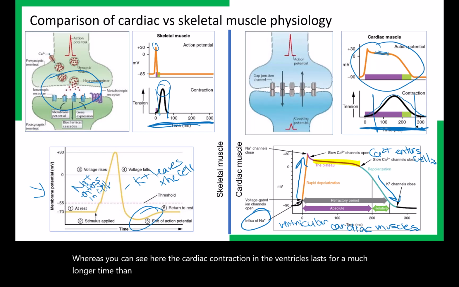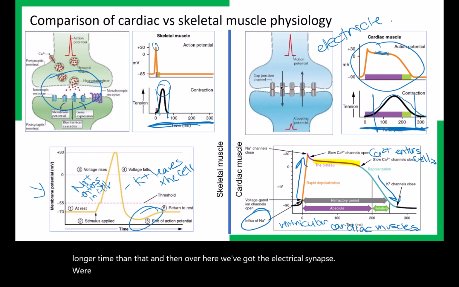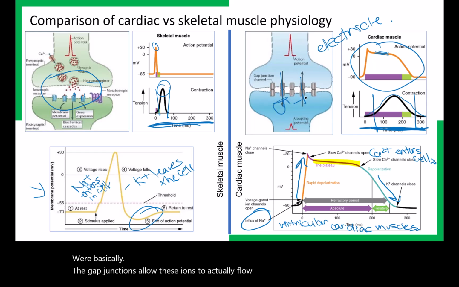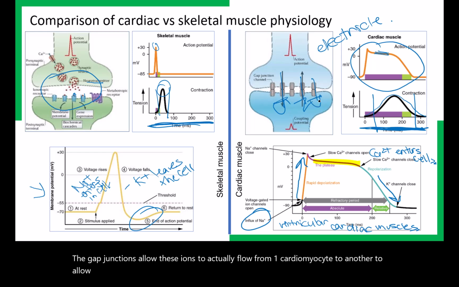And then over here, we've got the electrical synapse, where basically the gap junctions allow these ions to flow from one cardiomyocyte to another to allow coordinated contraction of the different parts of the heart.